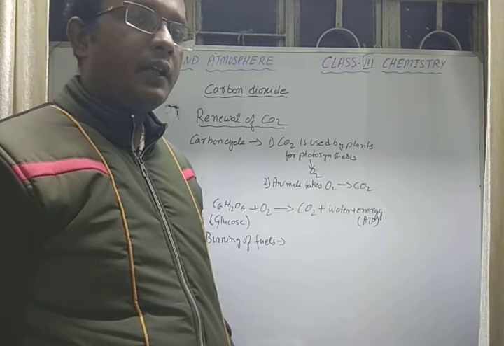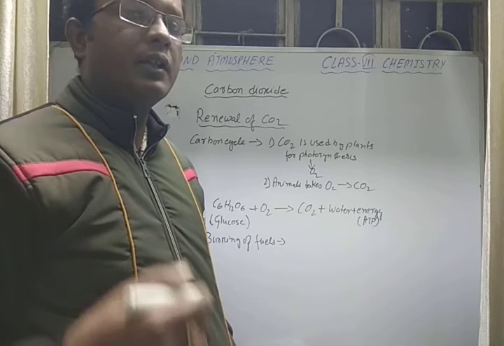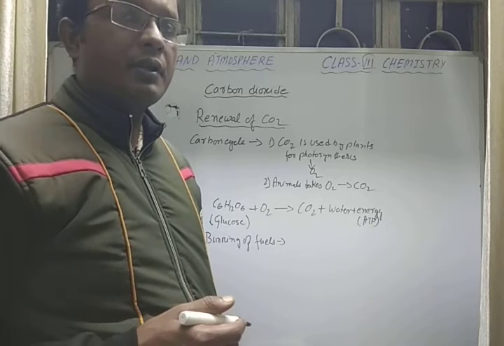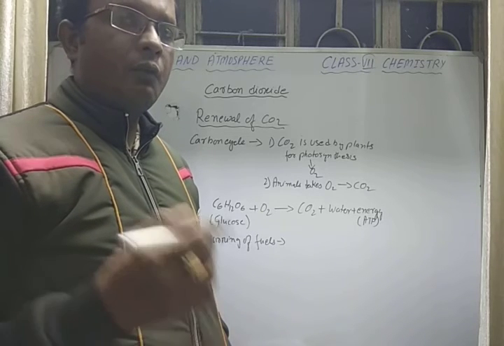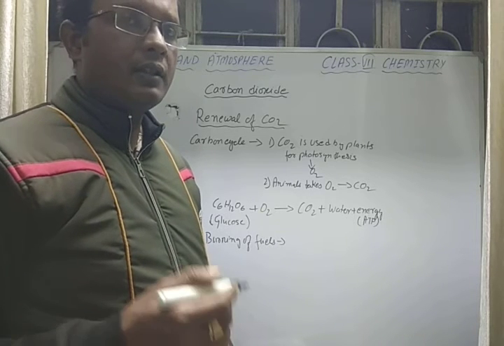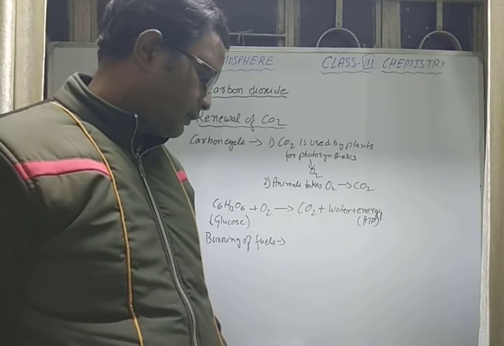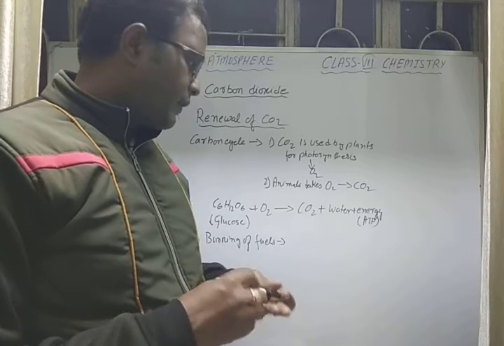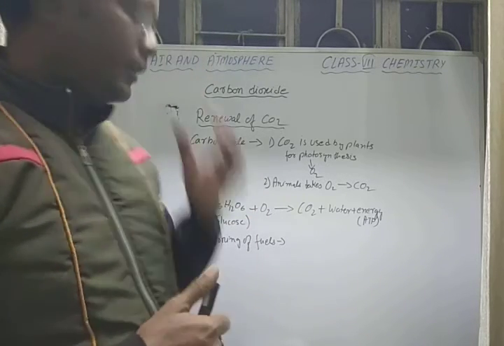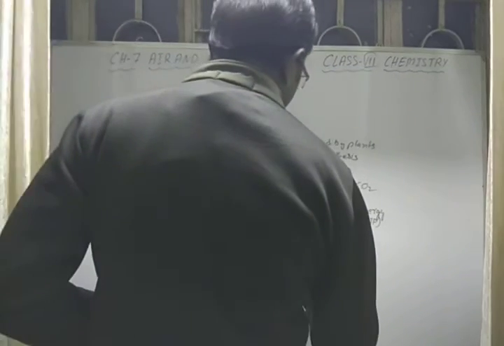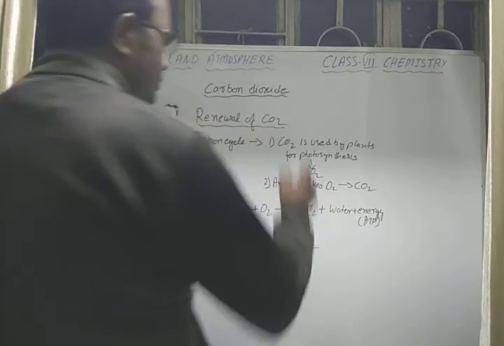In return, while burning these fuels, they give out smoke. This smoke contains many types of gases. One of the gases present in that smoke is carbon dioxide. This carbon dioxide again goes to the atmosphere. So in this way, carbon dioxide is released and goes to the atmosphere.